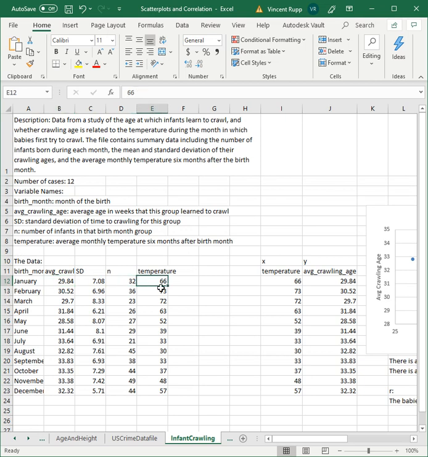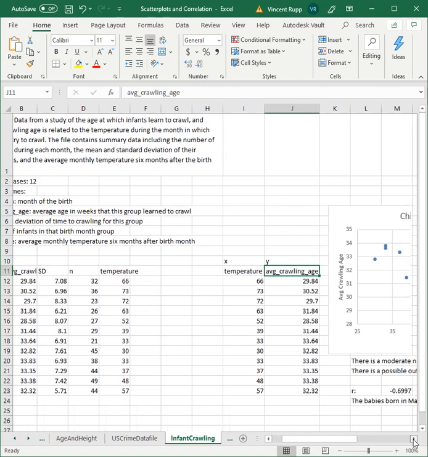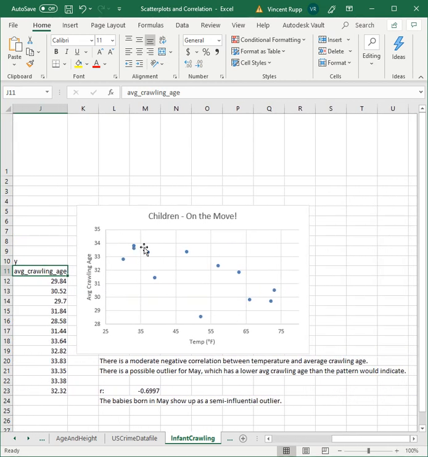We also have the average monthly temperature 6 months after birth. The hypothesis here is that babies who are trying to crawl in colder months, their parents have them more bundled up, so it takes them longer to learn to crawl. And we can see if the data might back this up. So once again, to make the scatter plot easy, I took my temperature and copied and pasted that over here, my average crawling age over here. Once again, we're trying to see if temperature predicts average crawling age, so we want average crawling age to be the y. So we scroll over and we see, oh yeah, there is kind of a negative relationship here. There is kind of a downward trend.